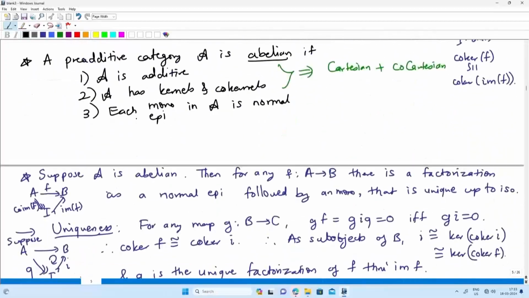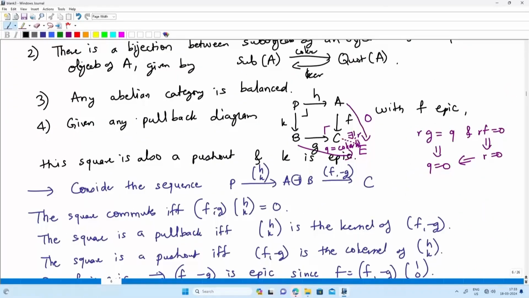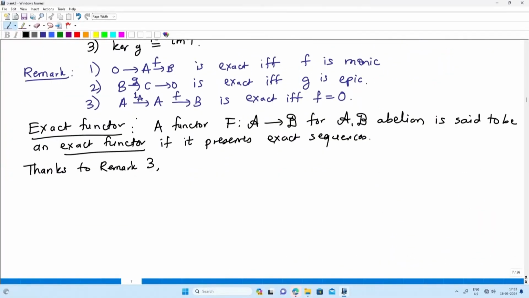So let me just write this now. Thanks to remark 3, F, an exact functor, preserves 0 morphisms and hence 0 objects.